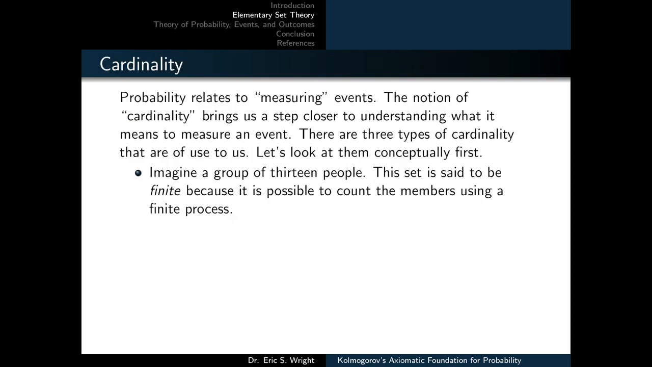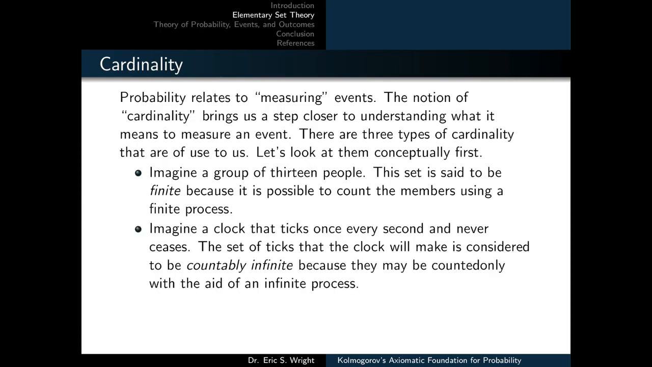Probability relates to measuring events. The notion of cardinality brings us a step closer to understanding what it means to measure an event. There are three types of cardinality that are of use to us, so we'll look at them conceptually first. Let's imagine a group of 13 people. This set is said to be finite because it's possible to count the members using a finite process.